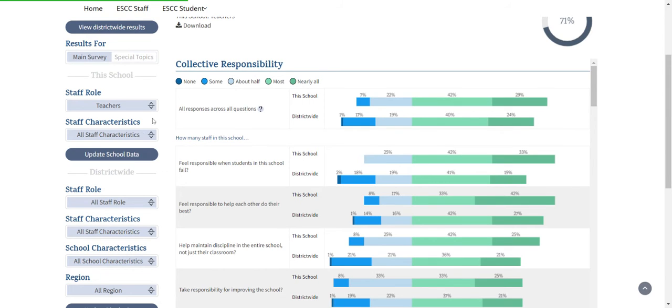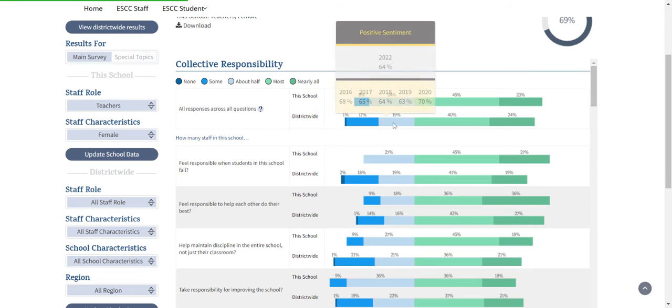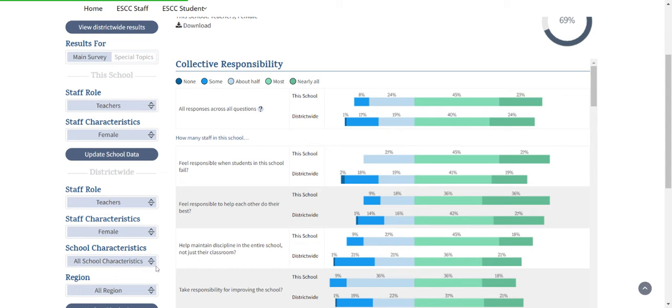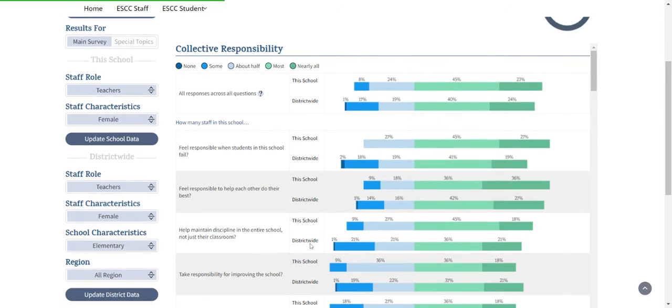And you can go further. You could say, what were the perceptions of female teachers? These results reflect perceptions of female teachers in this particular school. And then I can make comparisons of district data, adjusting it to make more of an apples-to-apples comparison. So I can look at teachers across the district who are female. And maybe I only want to look at elementary school female teachers.